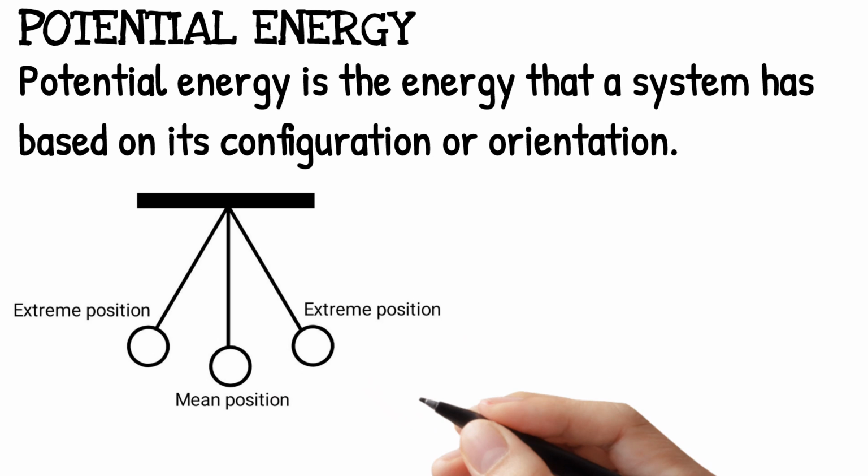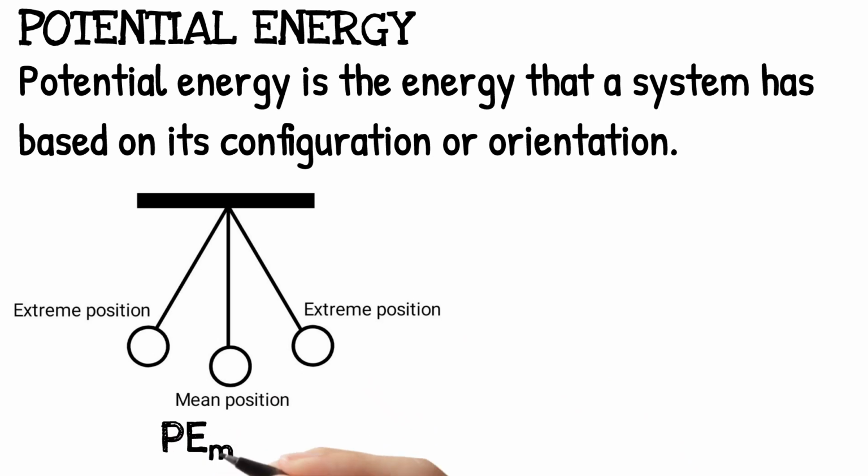And since there's no work done, there was no ability to do work. And since there's no ability to do work, there was no energy based on that position that it was. So that energy that it's supposed to have based on its position is what? Potential energy. And at that point, it does not have it. So at that mean position, potential energy is zero.